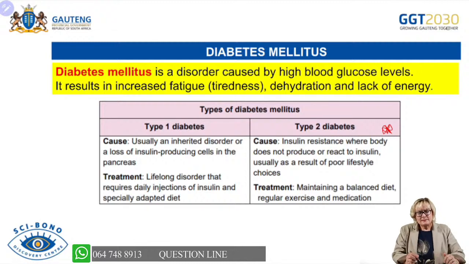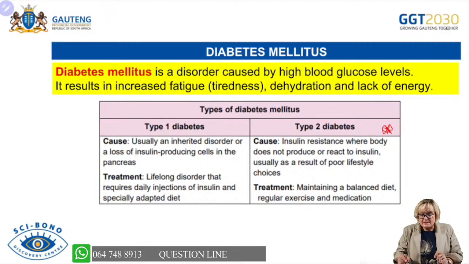How do we treat this? It is treatable. It is a lifelong disorder that requires daily injections of insulin and a specially adapted diet. So you're not going to get rid of this. If you are a type 1 diabetes person, that's a disease that's going to stay with you for the rest of your life. And for the rest of your life, you will have to look at your diet, and then if necessary, you will have to inject yourself with insulin for the rest of your life.